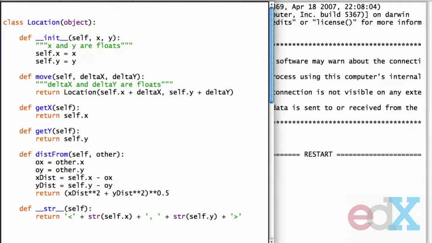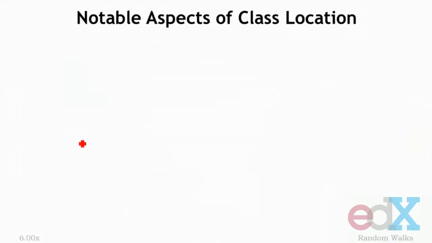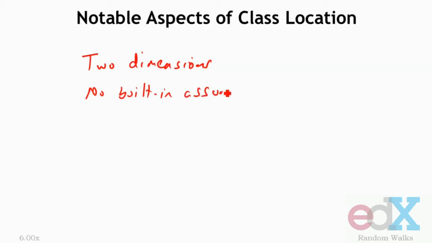We can get X, we can get Y, and then here we're using the good old Pythagorean theorem, as we've just seen, to find the distance. And finally, we have a way to print the location. So reviewing, the notable aspects of location are 2 dimensions, no Z and no built-in assumption about directions. That's because our delta X and delta Y are floats. All right, moving on, let's look at our next interesting type.